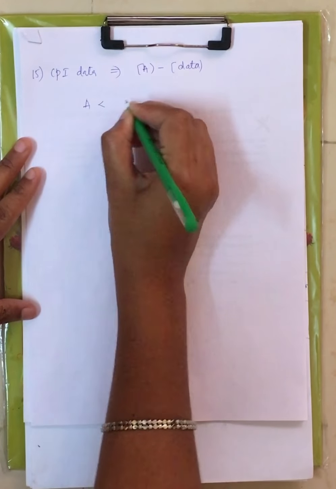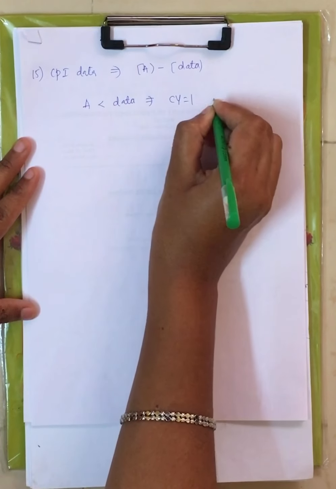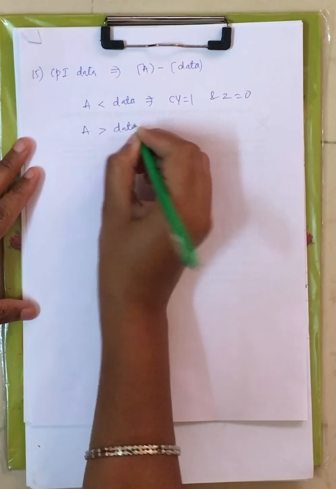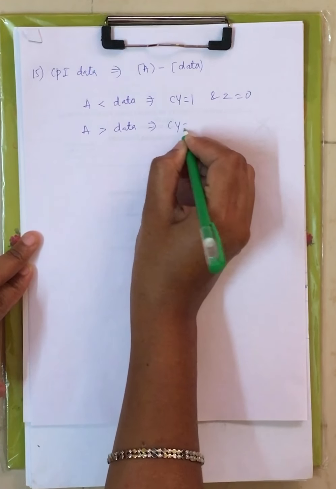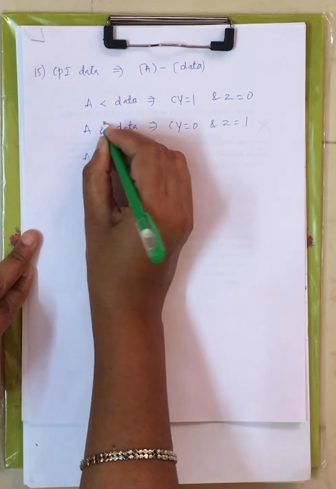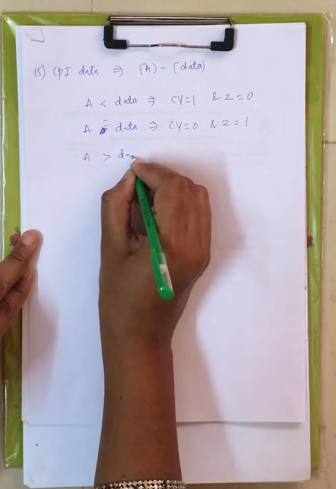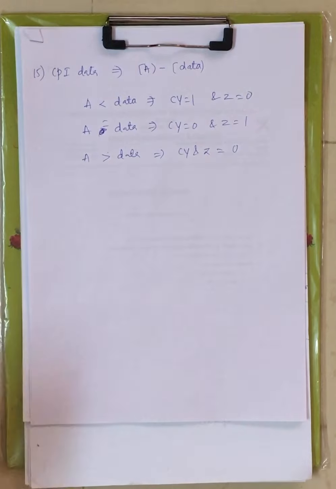When A is less than the data specified within the instruction, the carry flag is set and the 0 flag is 0. When A equals the data, the carry flag is 0 and the 0 flag is 1. When A is greater than the data specified within the instruction, both the carry and 0 flags are reset, the same thing.